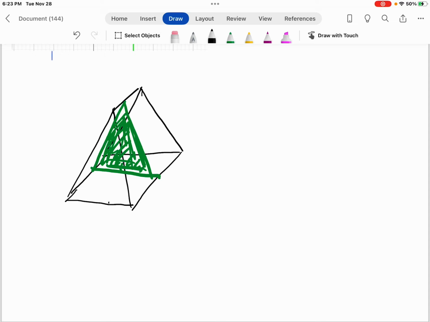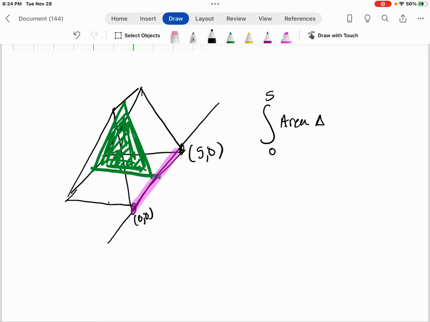Now, if the base was sitting on a graph, and this was the point 0, 0, and this was the point 5, 0, then what we would want to do is integrate from 0 to 5, because this is the interval that we're interested in. And we would integrate the area of the triangle over the interval from 0 to 5, and that would give us the volume of this object.